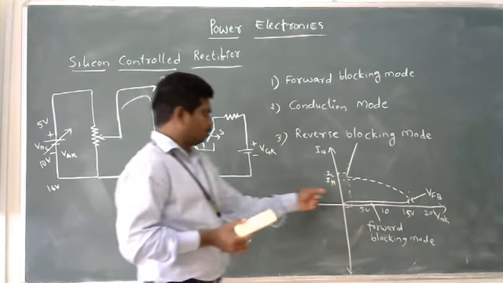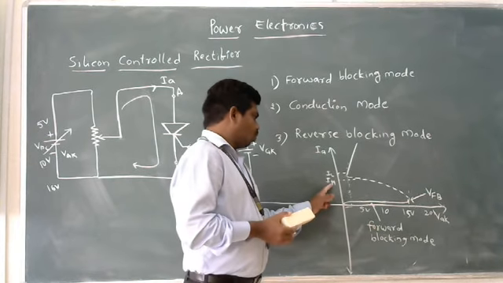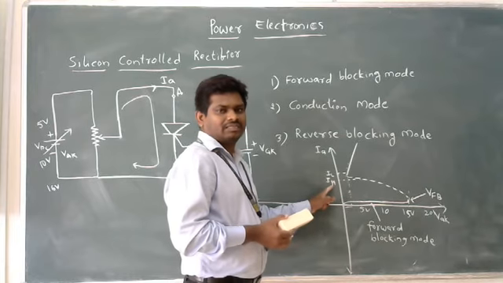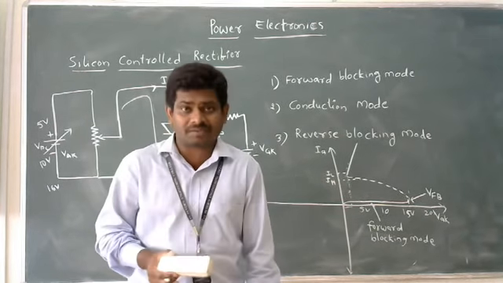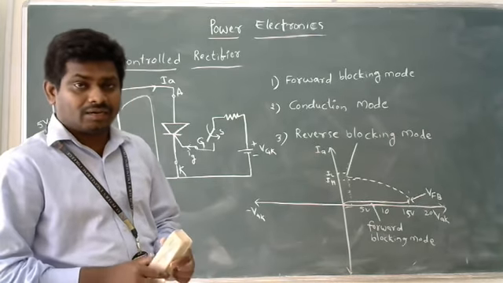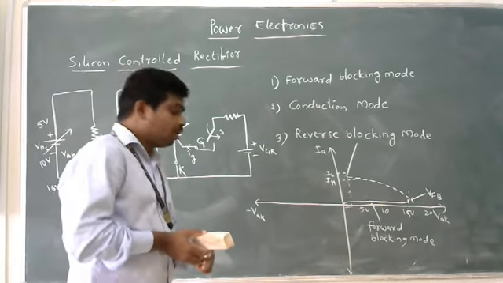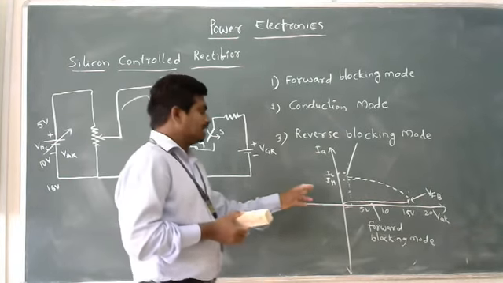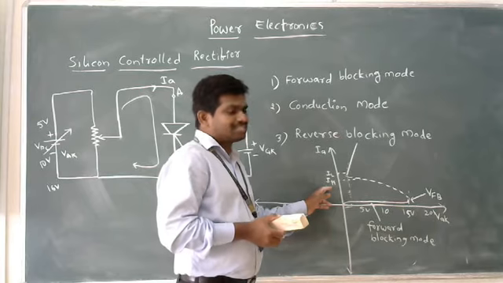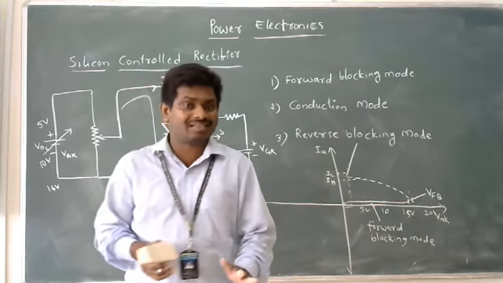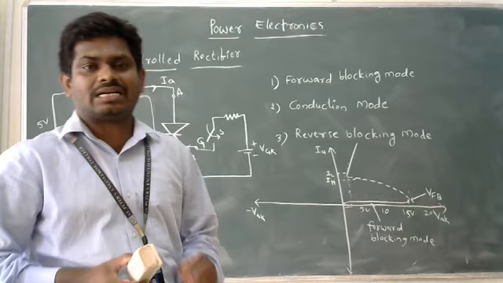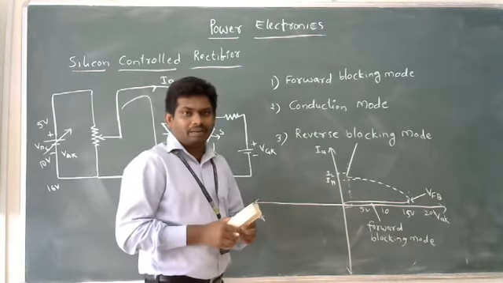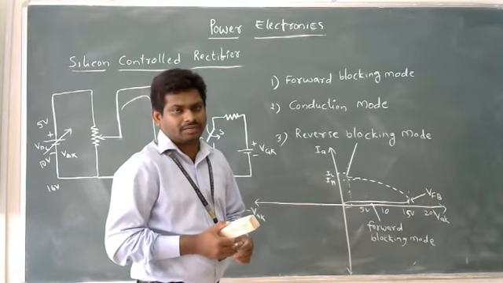So I will tell you what these two are. Holding current is associated with the conduction state of the SCR, and it is the minimum amount of current required by the SCR to hold it in the conduction state. So this is the statement for holding current: holding current is the minimum amount of current required by the SCR. In that case, the SCR will be maintained in the on state.